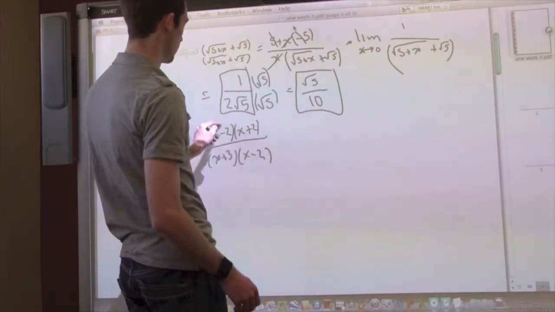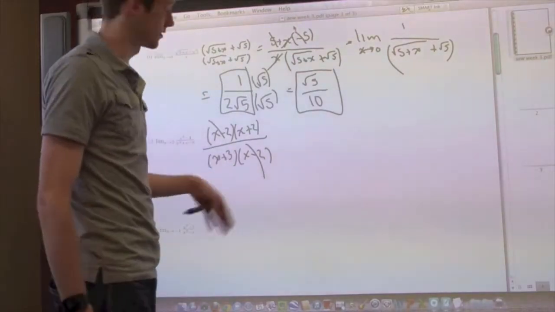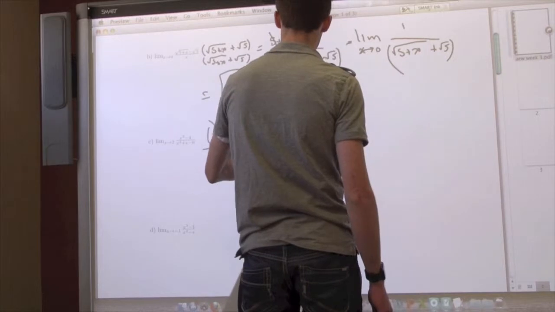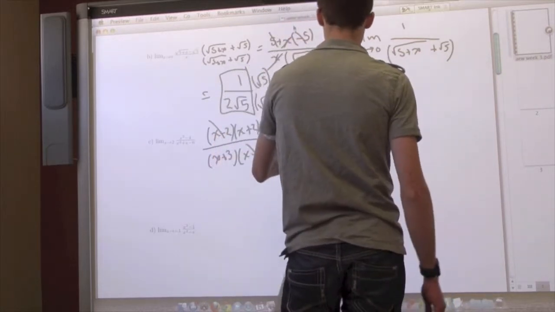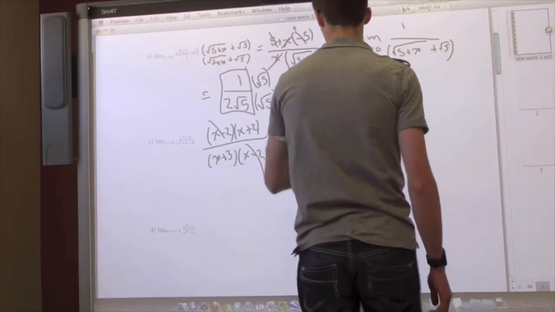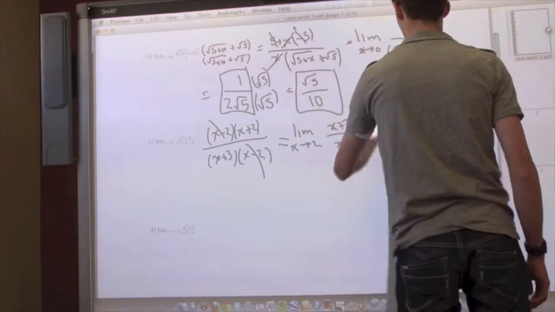So now we see that the x minus 2's cancel, which is good because when we plug in 2, that's what gives us 0. So now we can go the limit as x goes to 2. We're left with x plus 2 over x plus 3. Just plug in the 2. What do you get there? You get 4 on the top, 5 on the bottom. 4/5.